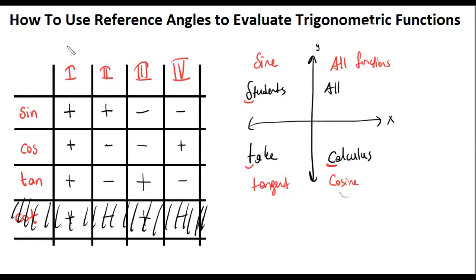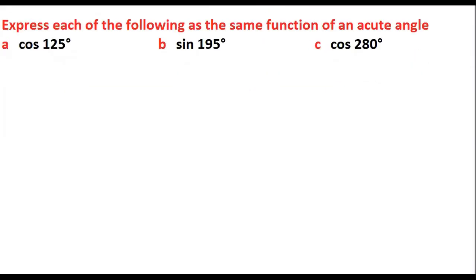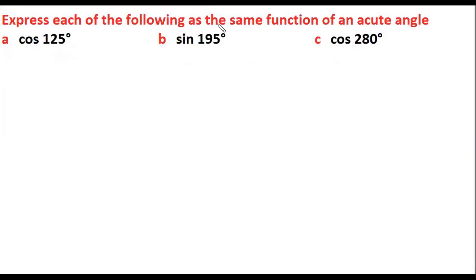Okay, so let's do some examples using this information. Express each of the following as the same function of an acute angle. We should remember the question first. As the same function of an acute angle, what does that mean? As you see, 125 is not an acute angle, right? We are going to make that an acute angle. We are going to find cosine of 125 is equal to cosine of alpha. Alpha will be smaller than 90. Smaller than 90, that means acute angle.